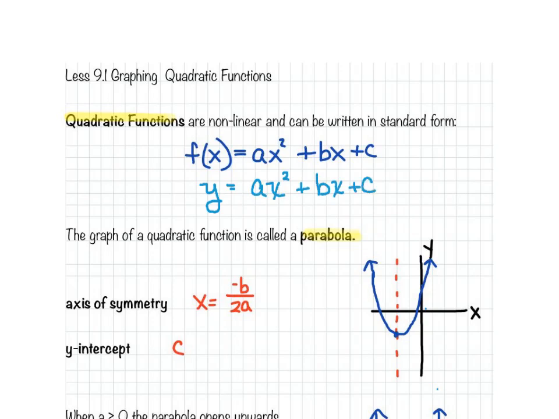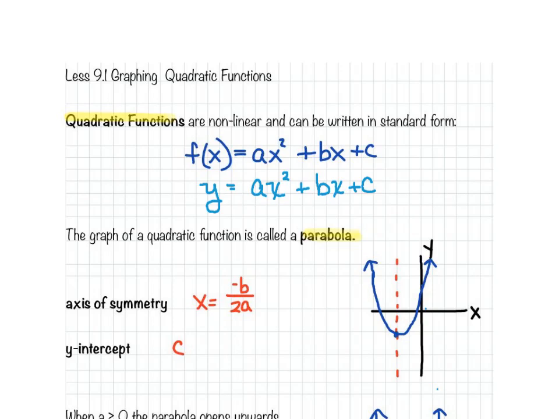So let's remember that y is always the function of x. X is the independent variable and y is the dependent variable. X is the domain and y is the range. The graph of a quadratic function is called a parabola. It looks like a U, and it could be an open U, a regular U, or an upside down U, depending on the function.